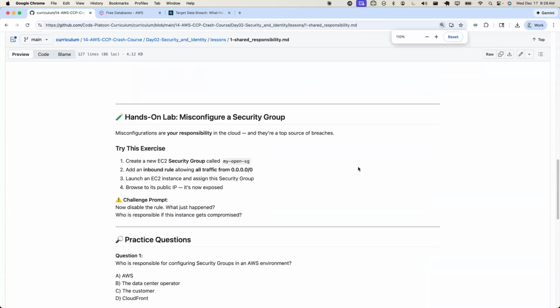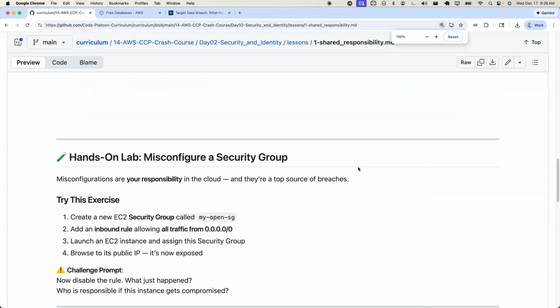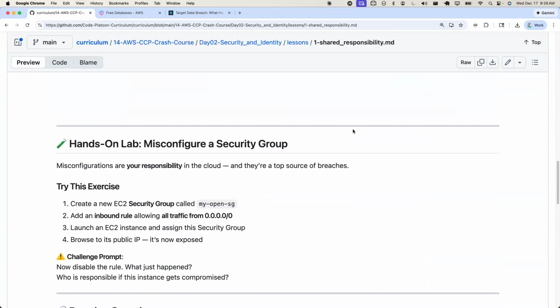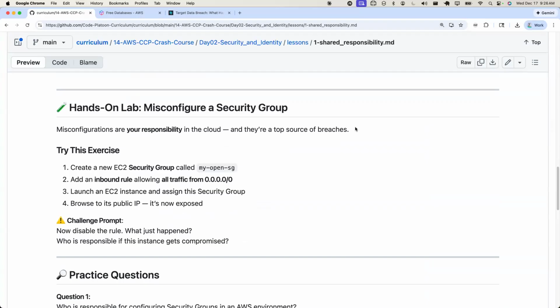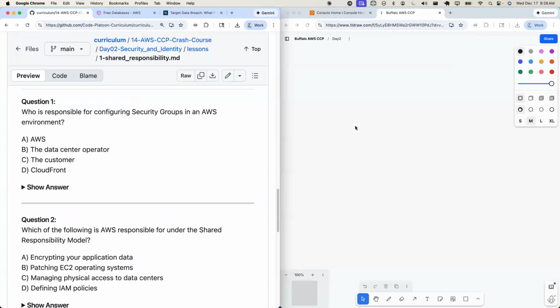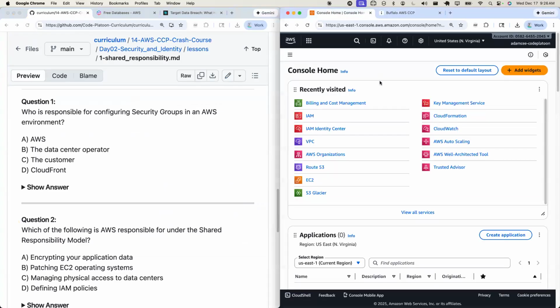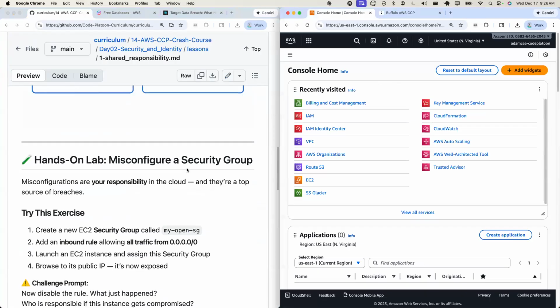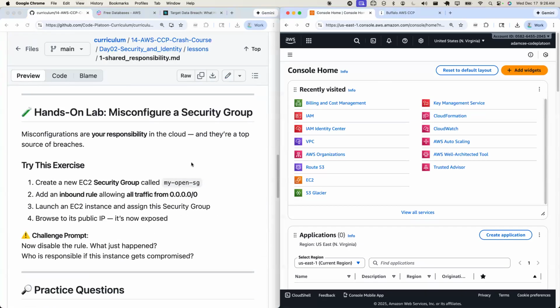In the interest of time, I'm not going to do this hands-on lab. But this is a good one to do actually, and I do have the AWS console open here. This is probably the only hands-on lab we'll do for today, but I do recommend that you guys do these hands-on labs on your own.